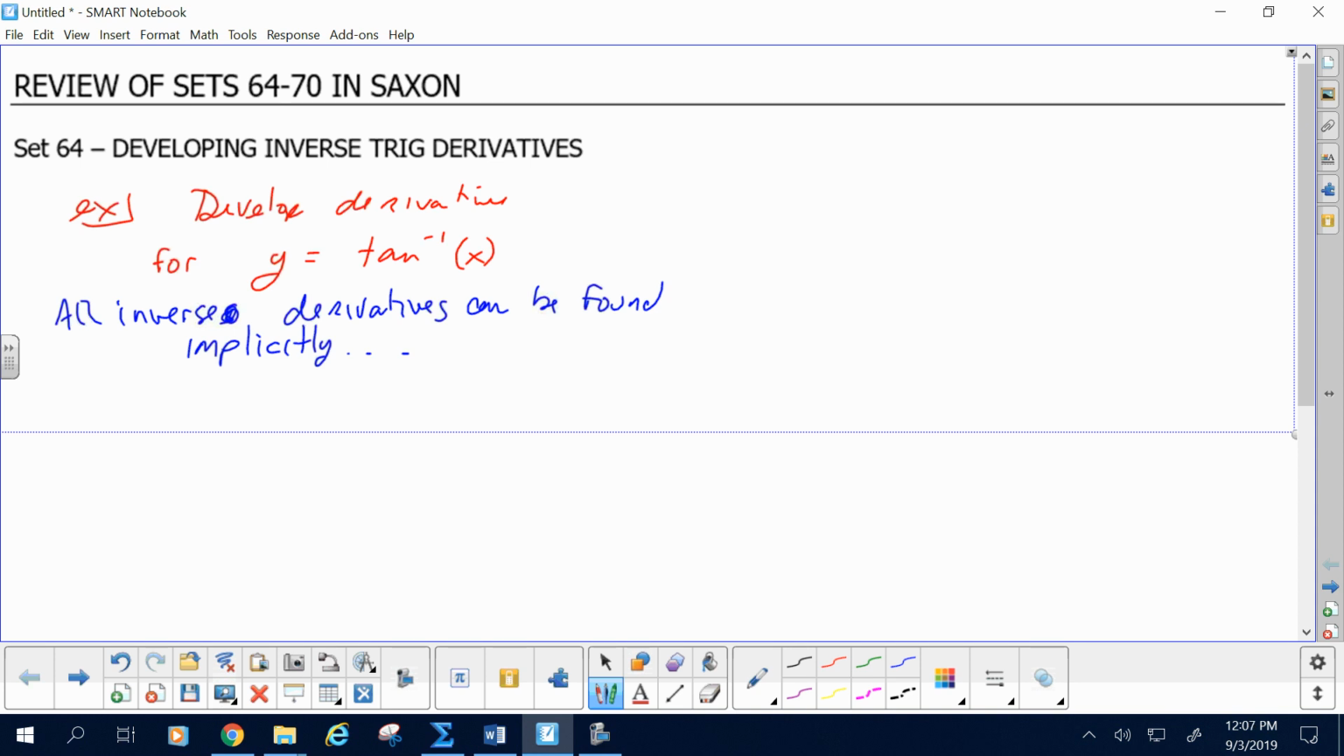So let's go here. y equals inverse tangent of x. Isn't that the same as tangent of y equals x? Those are equivalent. They're the same. Now I'm going to take the derivative with respect to x of both sides. When I take the derivative on the left side with respect to x, implicit differentiation, what's the derivative of tangent of y using chain rule? So what's the derivative of the outside? Secant squared y, but then by chain rule, the derivative of the inside. The derivative of y with respect to x is dy/dx. And the derivative of x with respect to x is 1.